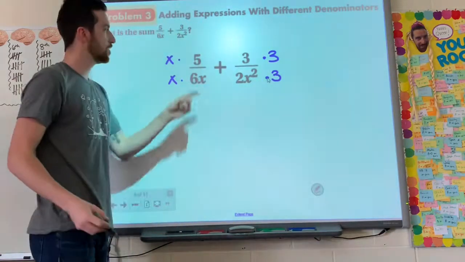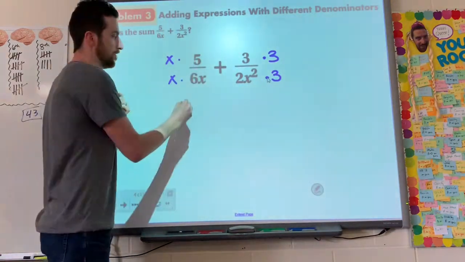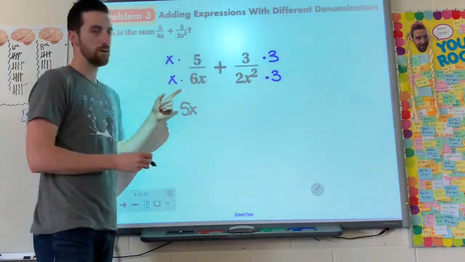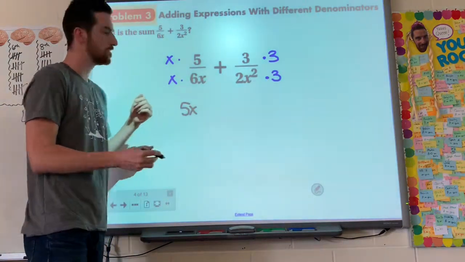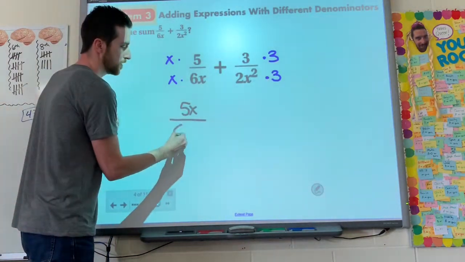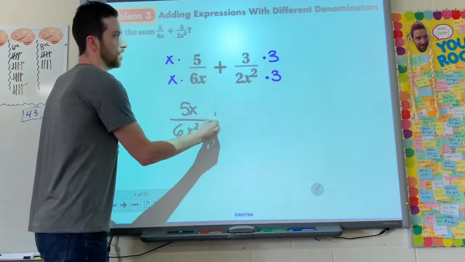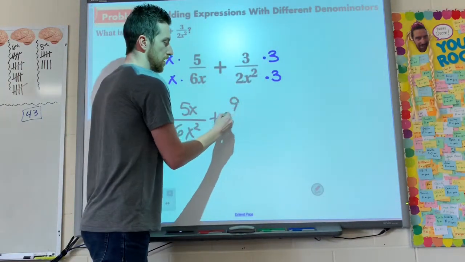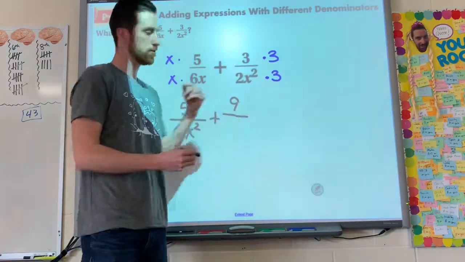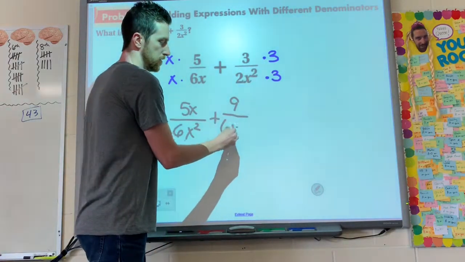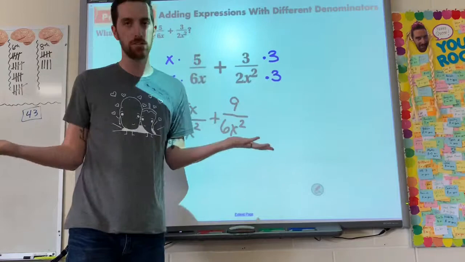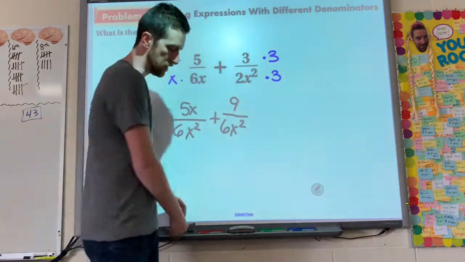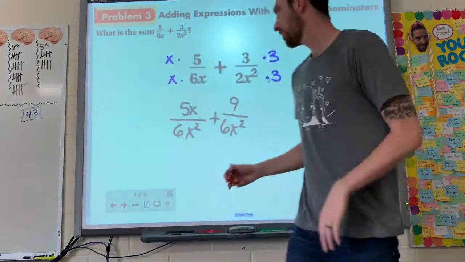So now the numerator, 5 times x is 5x. Denominator, 6x times x is 6x squared. Over here, 3 times 3 is 9. 2x squared times 3 is 6x squared. Now they're the same denominators, so we can just add them together.